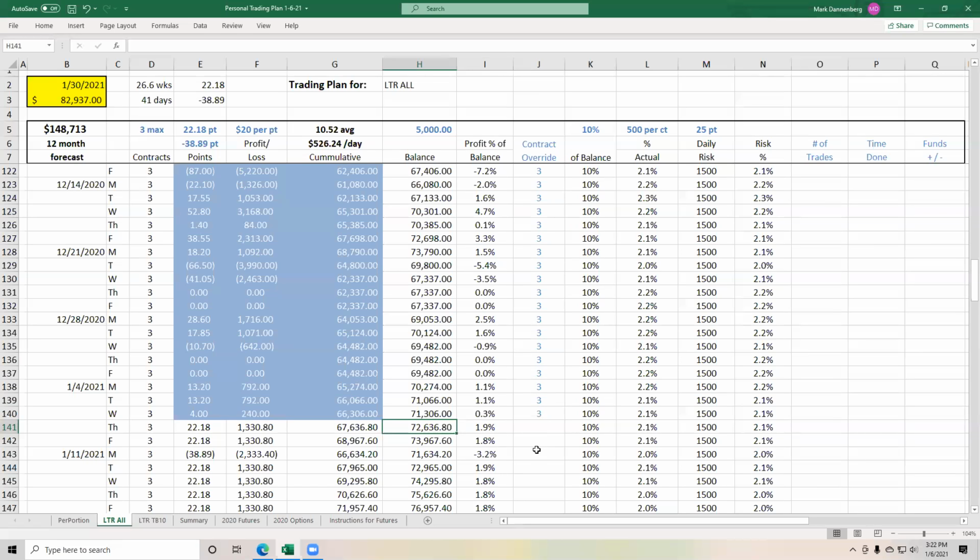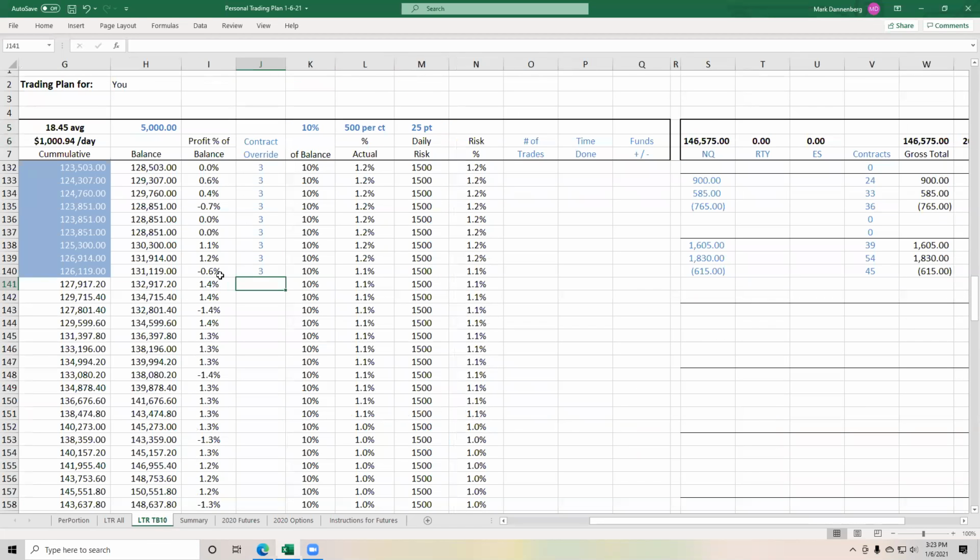You can see here going forward, I don't have anything in the contract override field. But let's just say today I decided I feel like I'm doing really well. I want to change this going forward to five contracts. You'll see immediately in the personal trading plan it's going to change to five contracts, and the forecast now jumps to 200,000 for the course of 12 months, having started with $5,000. Let's say you decided you wanted to be even more conservative and you lower it to two contracts. Well, you can do that going forward, and it'll only scale to two contracts, and you would end up with an income of just under $123,000. We like three, we're going to leave it at three.